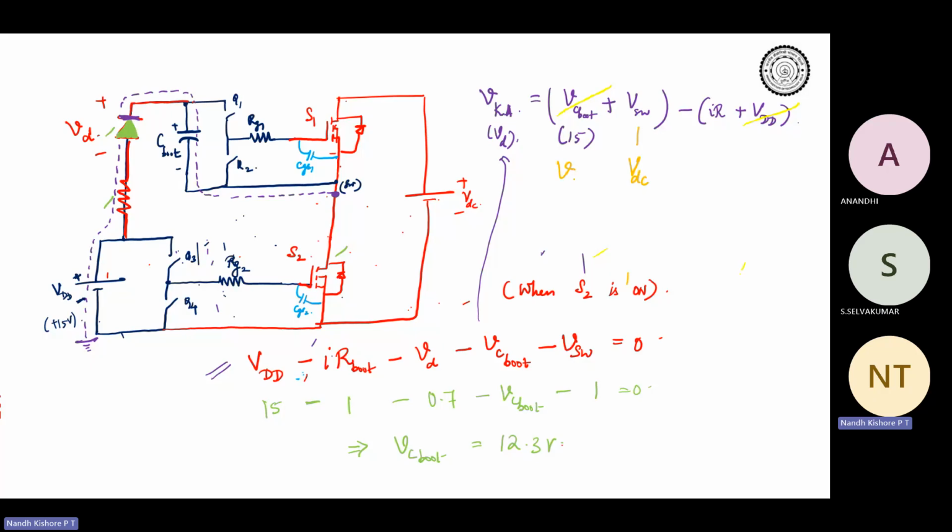So what you understand is your VD should be rated to your DC bus voltage, your VDC voltage. Right? If your VDC is 800 volt, your diode should be rated to 800 volt. That is the one point. Okay. That is the drawback.